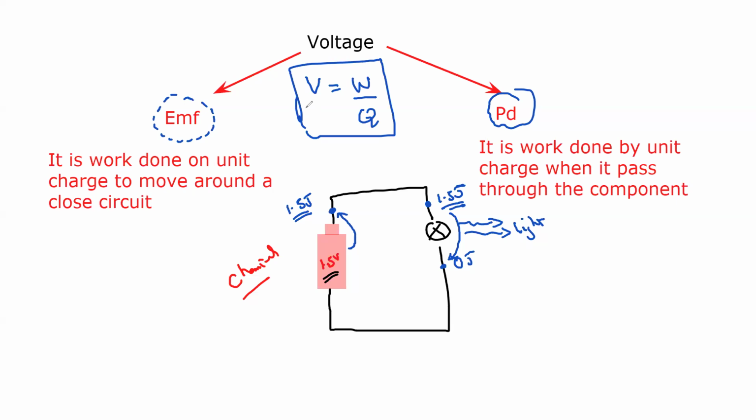And a voltage can be EMF, electromotive force, if the charge gets energy by a chemical reaction. If a charge transfers energy when it passes through the component, we call that a potential difference or PD. So one is work done on the charge and one is work done by the charge. That is the main difference. How much energy is given to the charge is called EMF. How much energy is transferred by the charge is called potential difference or PD.